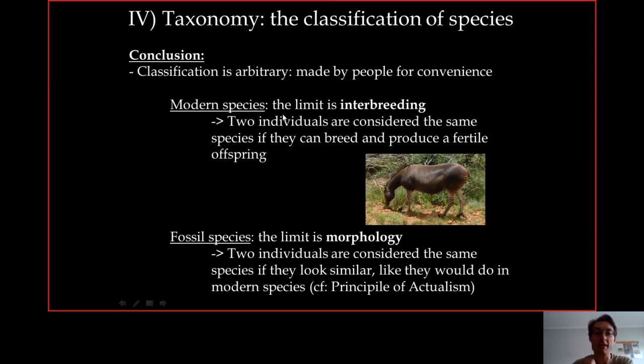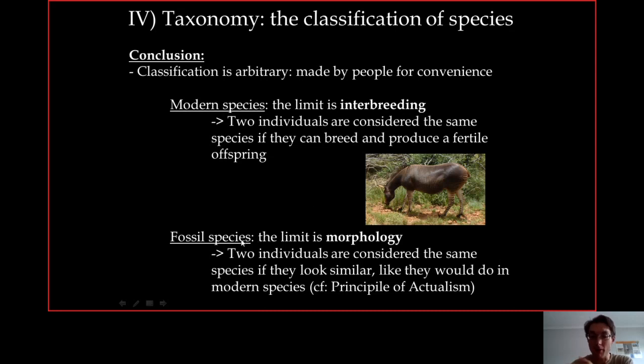For modern species, the criterion is interbreeding. If two individuals can interbreed and produce a fertile offspring, so a baby that can itself reproduce with another member of one species or another, and make a baby, then these two individuals are considered the same species. For example, here is a mule, so it's half a zebra and half a donkey, but this animal cannot make babies. It's not fertile. So the zebra and the donkey are two different species.